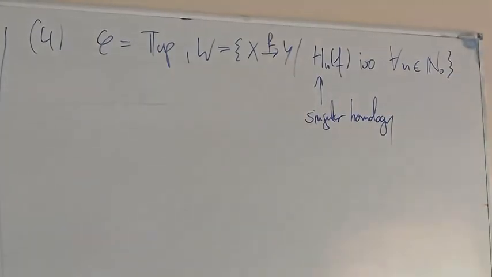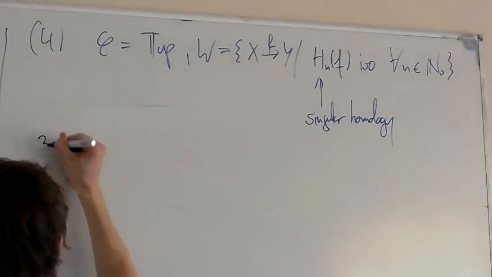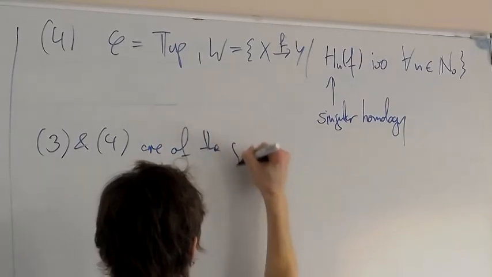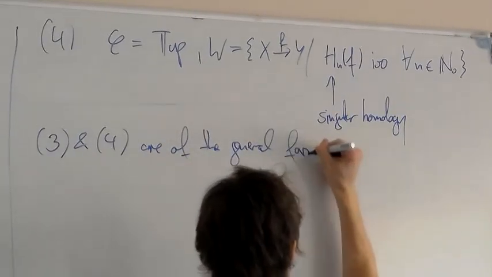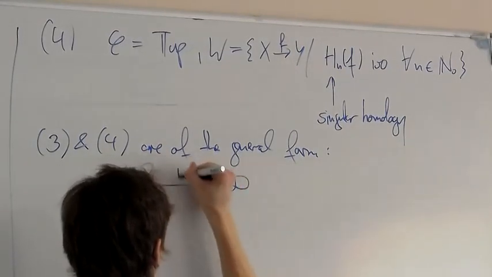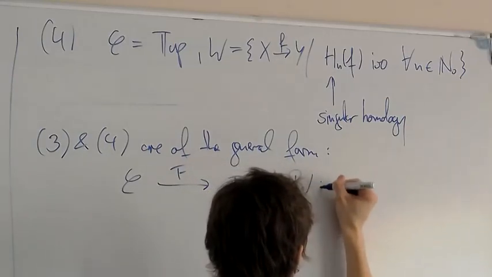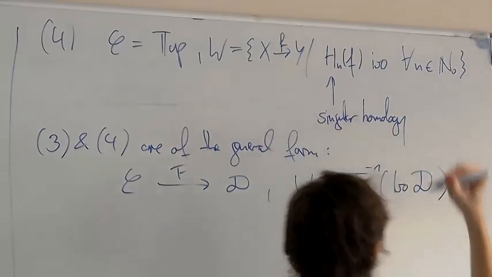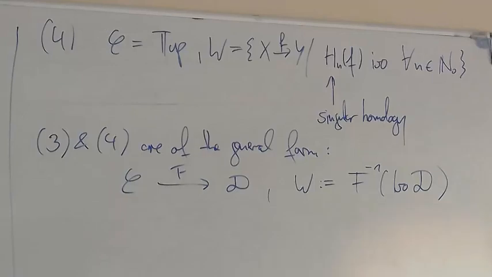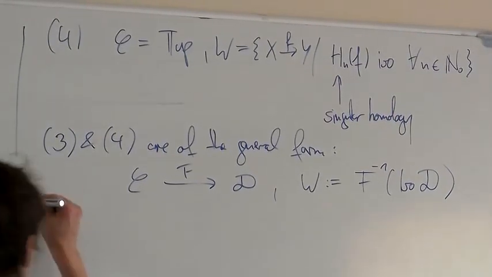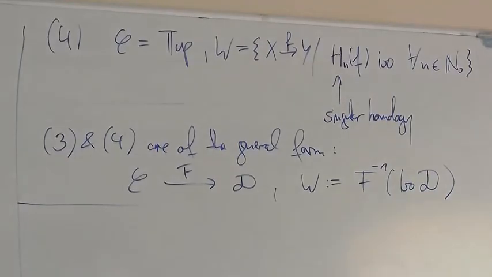I mean, these are all of the same form. I have a category C, I have a functor to some D, and I declare W to be the preimage of the isomorphisms. The functor here works as the product of all the pi n's or the product of all the H n's. For every kind of invariant, you get such a relative category that makes sense.